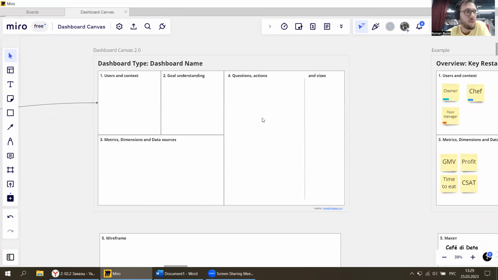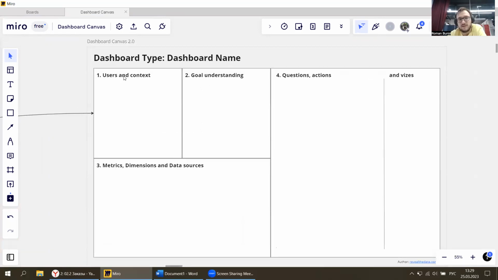I had a couple of versions of the dashboard canvas, and nowadays I finalize it in quite a simple way. It has 4 blocks. The first one: you should provide the users and the context. Users could be business roles, or just plain names if you are dealing with a small team, and also the context of using.